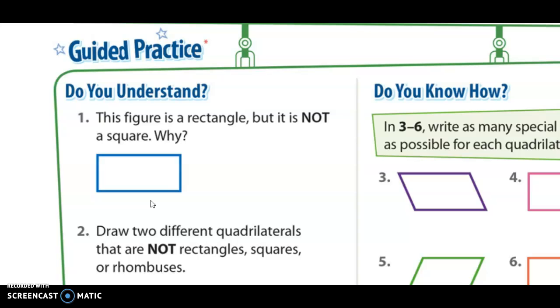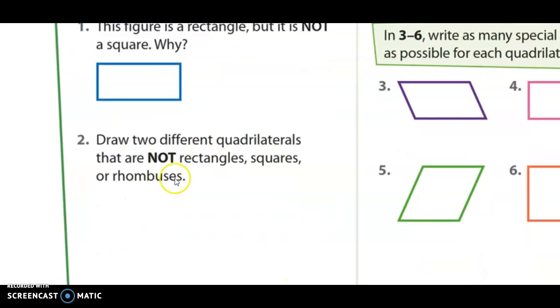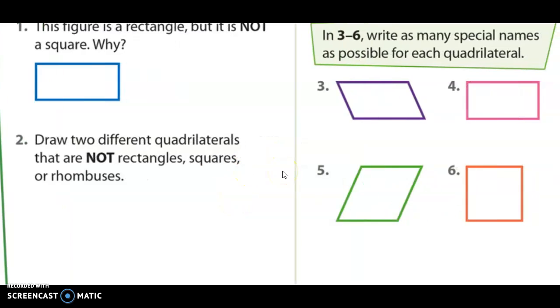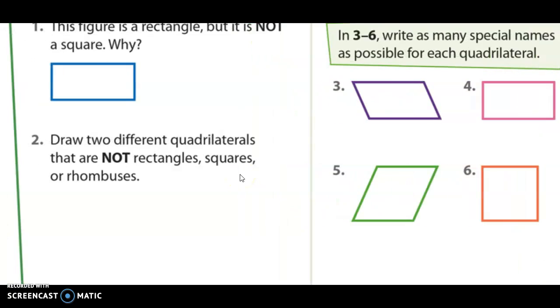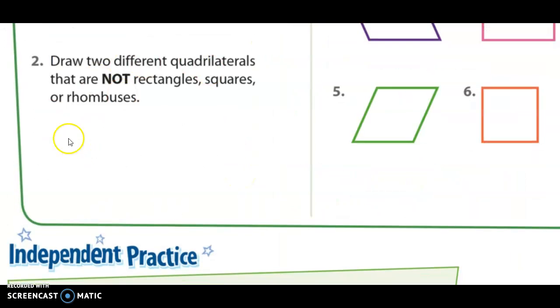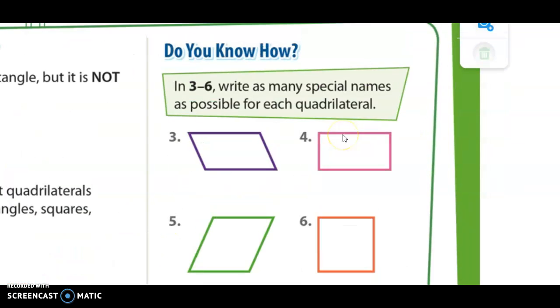Okay. Same thing down here. This would be a part for you to pause on paper. Just practice drawing 2 different quadrilaterals that are not rectangles, squares, or rhombuses. So maybe flip back, draw just a plain parallelogram, draw a trapezoid, or just draw one that doesn't have a specific name. Grab a piece of paper and try and practice drawing different types of quadrilaterals.